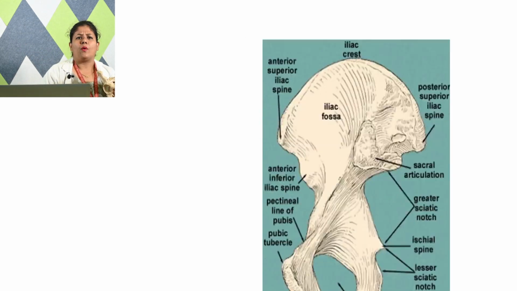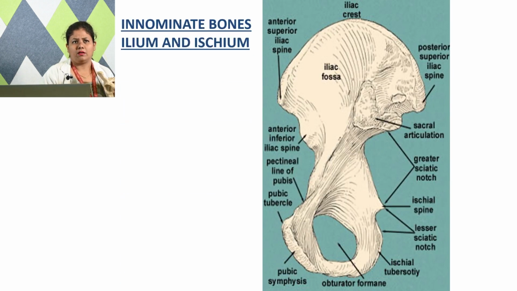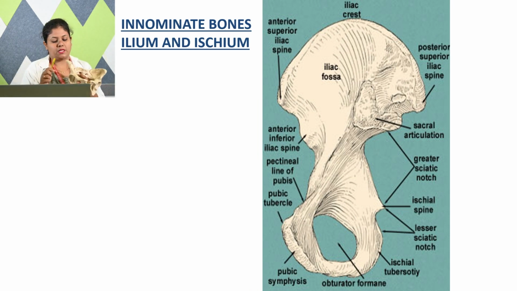Now, going into detail with the innominate bones, we'll start. The pelvis consists of two innominate bones, the ilium and ischium. Now when we speak about the ilium bone, this is called the iliac crest. When we place our hand on the hip, it is placed on the iliac crest.